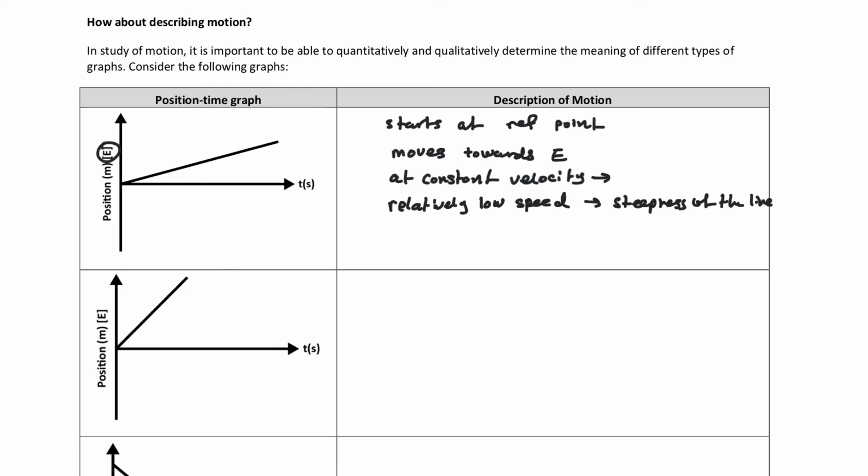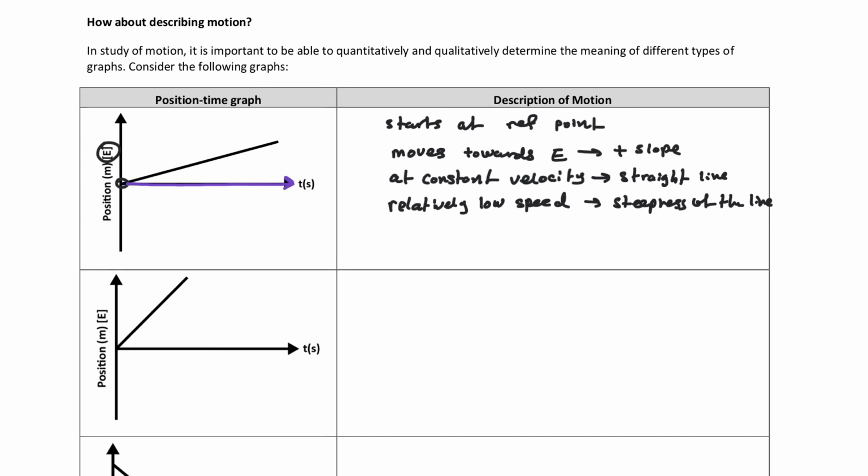We know constant velocity because it's a straight line. We know that it moves towards east because it's a positive slope and starts at the reference point. We know that because it starts at the reference point. And the reference point is this time axis, which represents our reference point in terms of our position time graph.